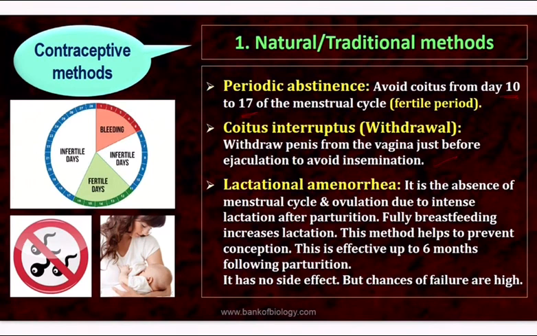6 months it is safe game. So basically it is the absence of MC and ovulation due to intense lactation after parturition. Means the mother should breastfeed the baby. Fully breastfeeding increases the lactation. This method helps to prevent conception. This is very effective up to 6 months following parturition. And what is the best part of it? It has no side effect.